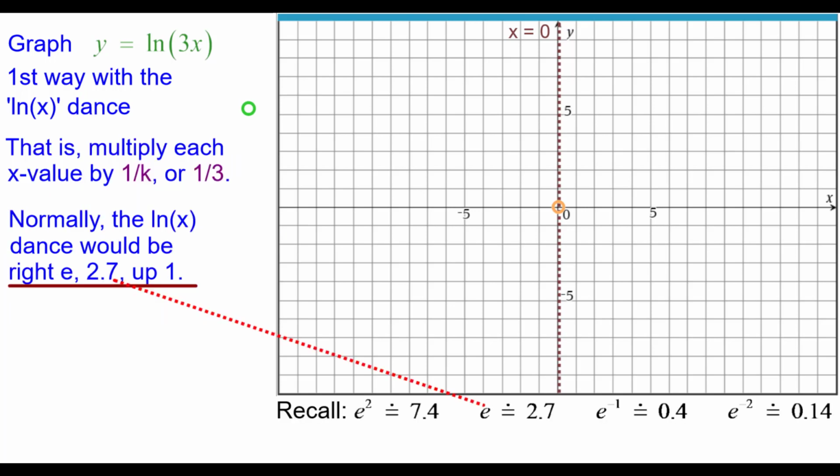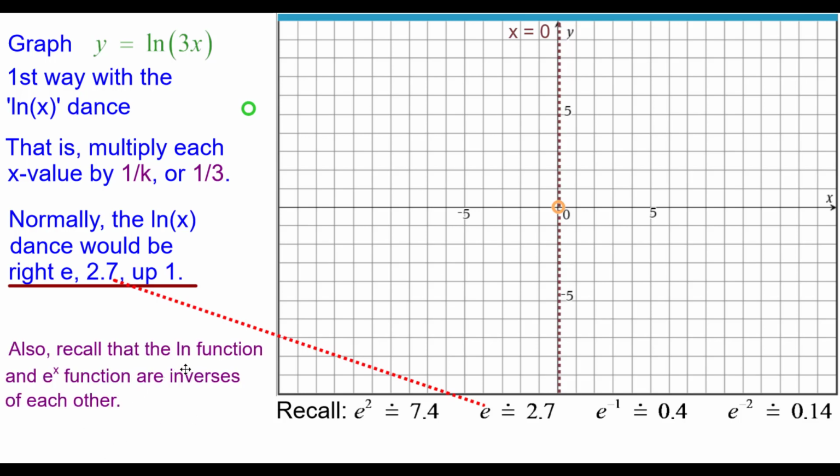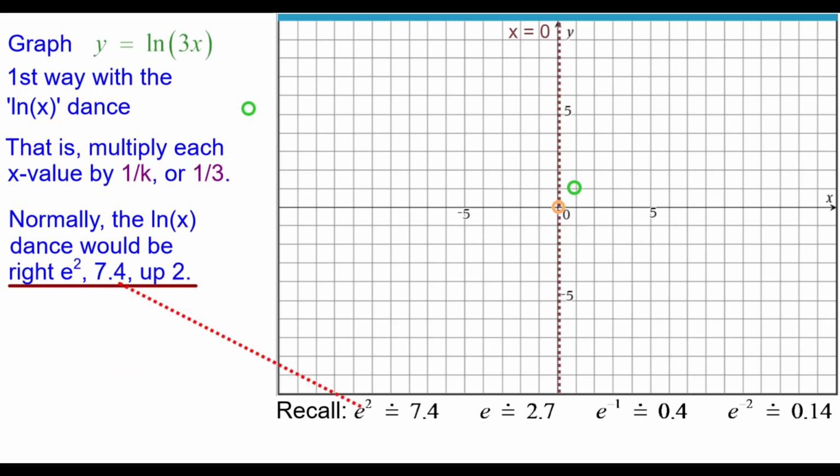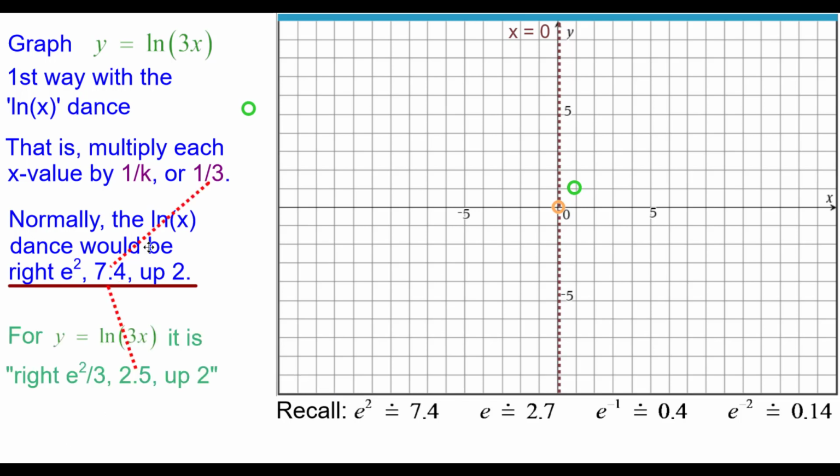Normally, the natural log dance would be write e, up 1. We put these values in for your reference. Also, keep in mind that the natural log function and e to the x function are inverses of one another. So what we're going to do is go right e over 3, up 1, because it's 1/3 of the e for the x, and the y values remain unchanged. So right 0.9, up 1. The next step would be right e squared, up 2. We have to take 1/3 of that x coordinate, which is about 2.5, up 2.